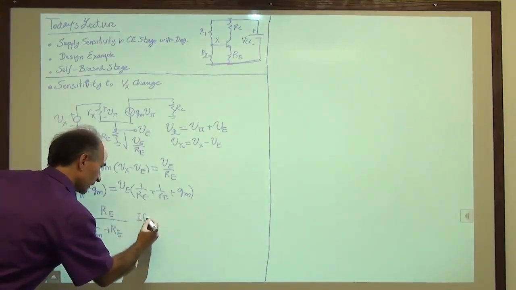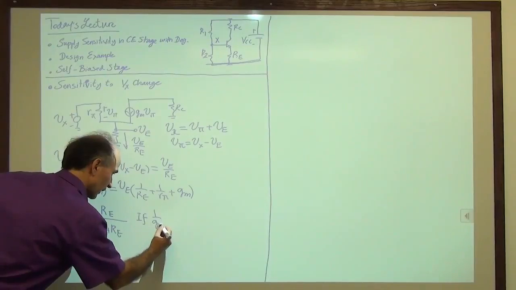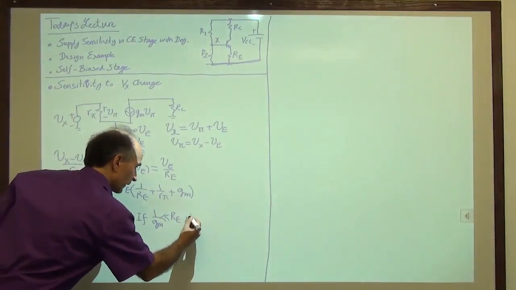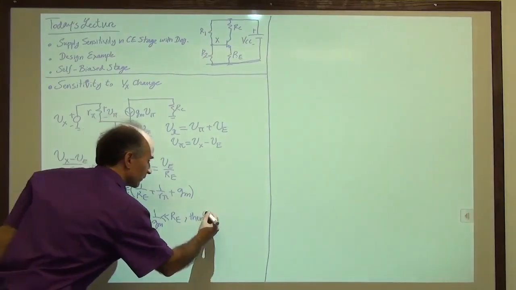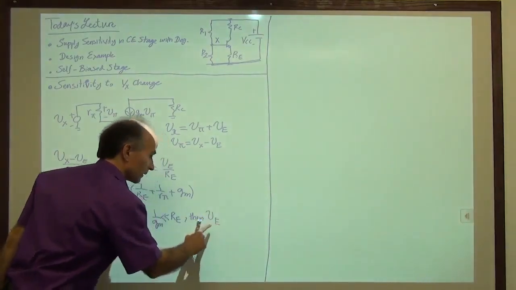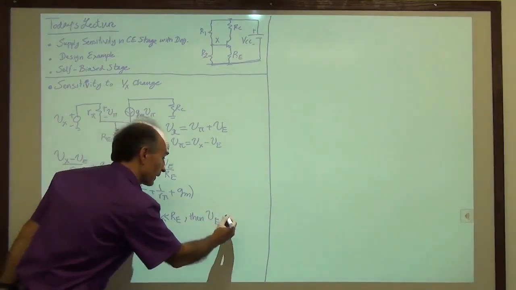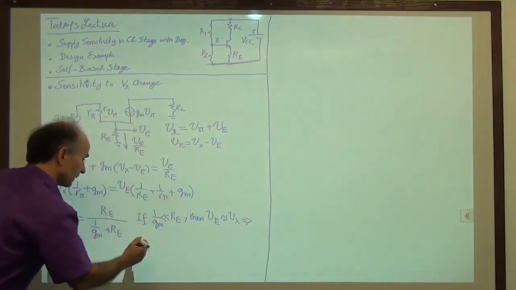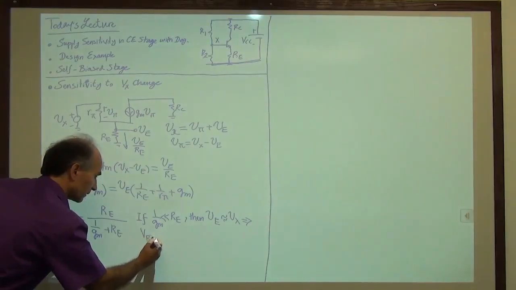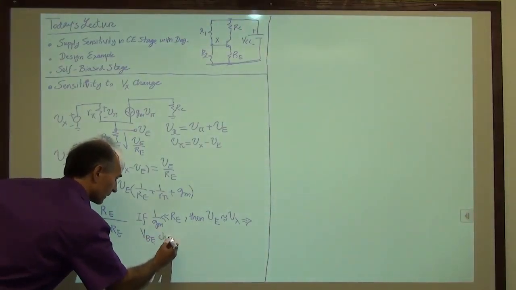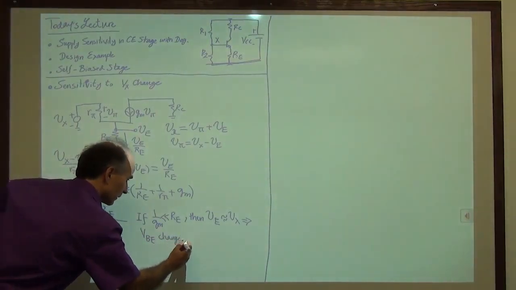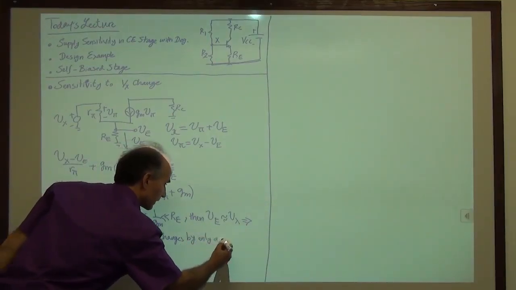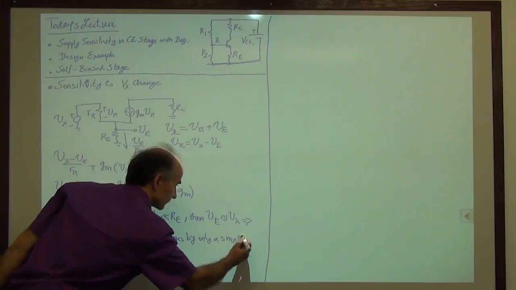If it just happens that 1 over Gm is much less than RE, then VE, the small signal change in VE, is approximately equal to Vx, and that means VBE changes by only a small amount.